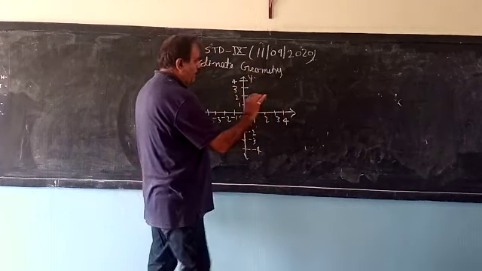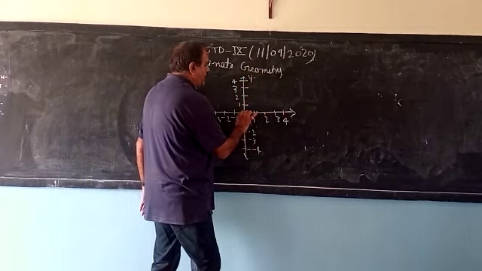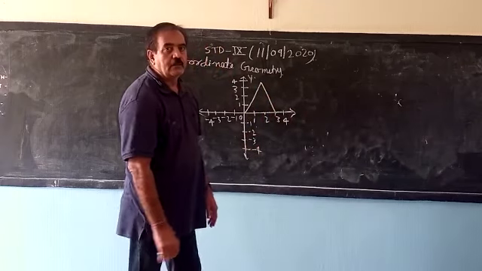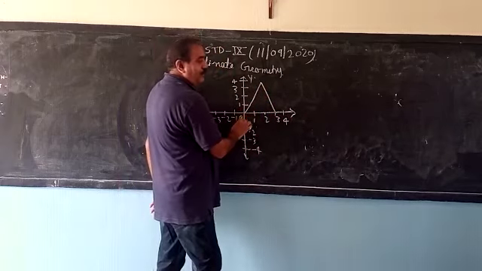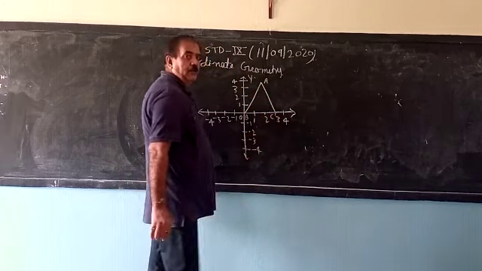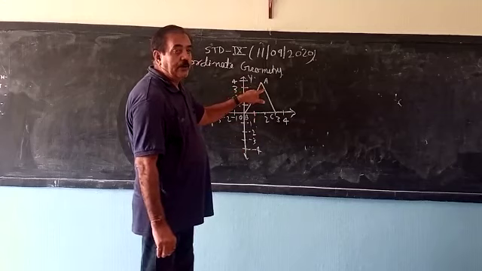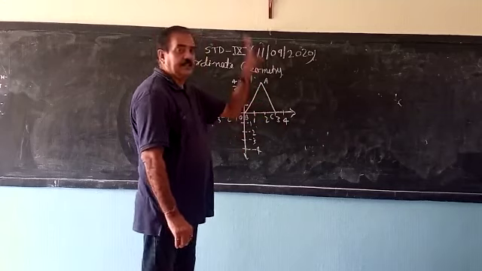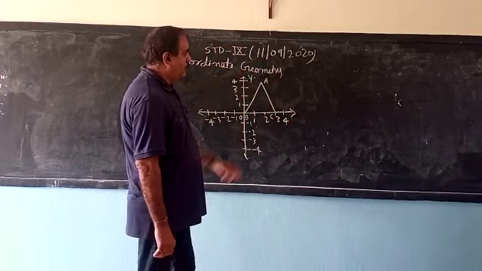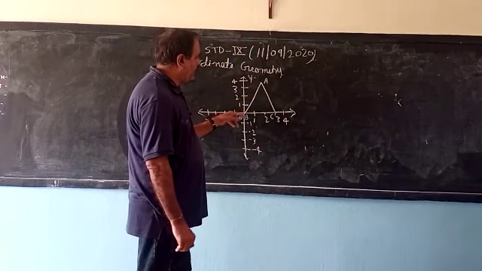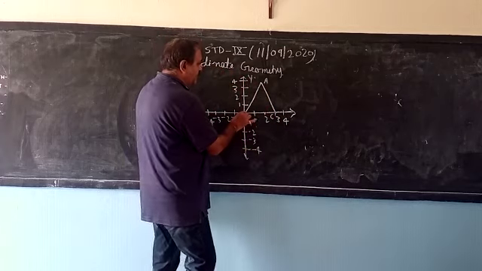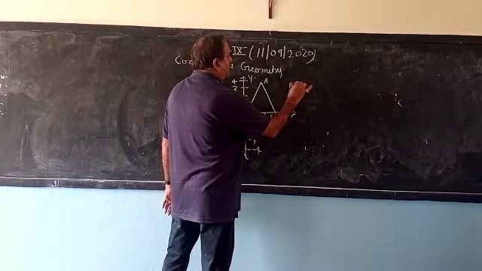Now, suppose this question is given, a figure is drawn. This is triangle ABC, A, B and C. You have to find the coordinates of A, B and C. How will you find them? You have to find the coordinates of all three. How to find? See, B.